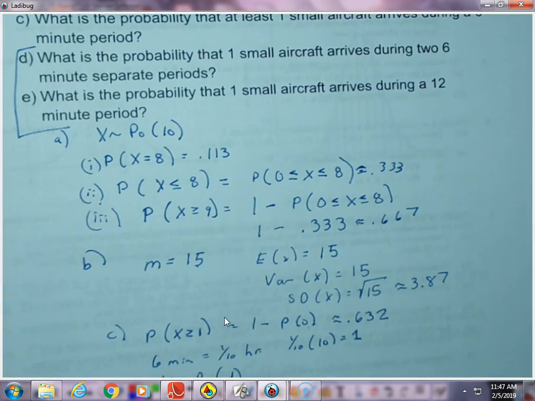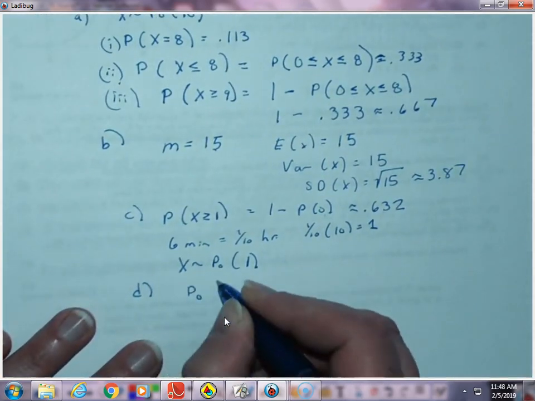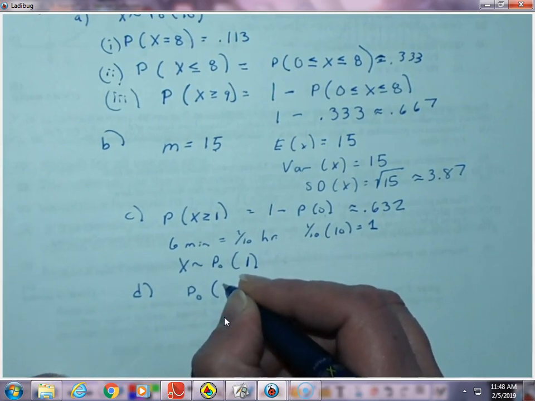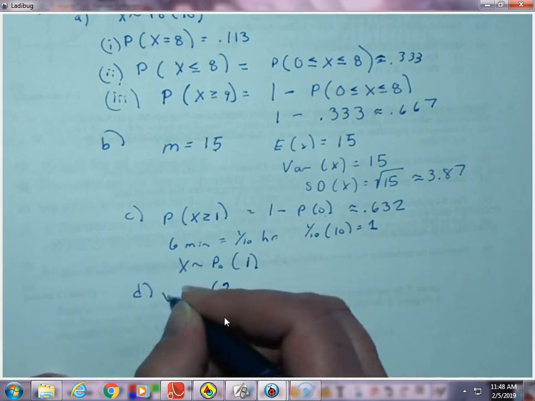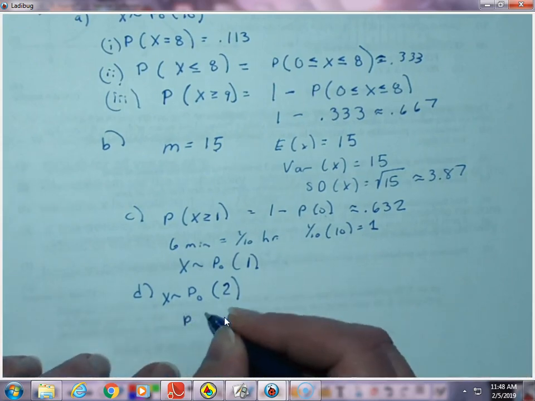So these are the same. It is equivalent. You could spend a lot more time saying one arrives in the first 6 minutes and none in the second, plus none in the first and one in the second, or just say that's the same thing as one happening in 12 minutes. And so D and E are the same thing. Okay, so now it's a Poisson. What's my average for 12 minutes? It is 2. So X is distributed Poisson with 2, because it was 1 in 6 minutes, so it's 2 in 12 minutes. And we're just trying to find the probability of 1.